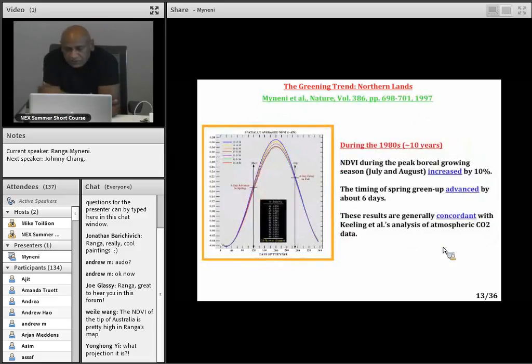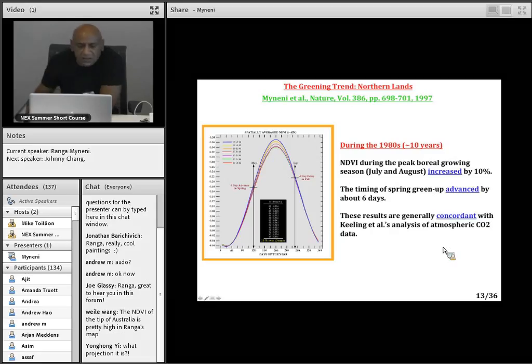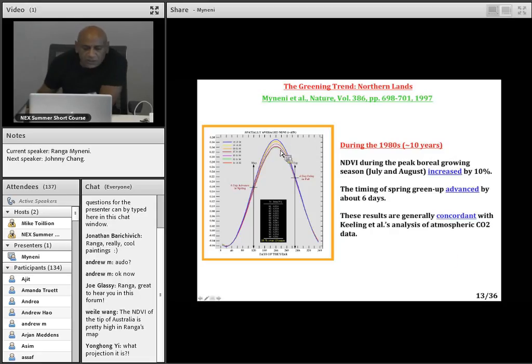So, obviously, following on the heels of Keeling's landmark paper, we at Goddard then worked, and we had about 10 years of NDVI data set that, thanks to Dr. Tucker, we saw that the NDVI during the peak boreal growing season, July and August, increased by about 10%. If you follow my cursor, I'm looking at this increase. And the timing of spring green-up advanced by about 6 days.